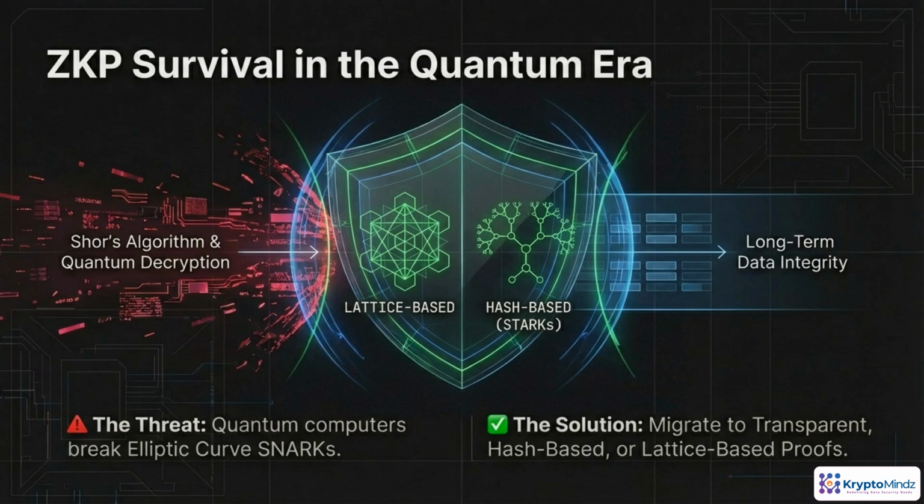Many zero-knowledge systems today rely on elliptic curve assumptions. Shor's algorithm means a sufficiently powerful quantum computer could break those, retroactively undermining proofs and signatures you depend on for long-term integrity. Keeping ZK viable means pivoting to constructions whose hardness is believed to survive quantum attacks: lattice-based schemes and hash-based systems like STARKs. Architecturally, that translates into planning now for proof system upgrades and hybrid support, rather than waiting for quantum headlines.